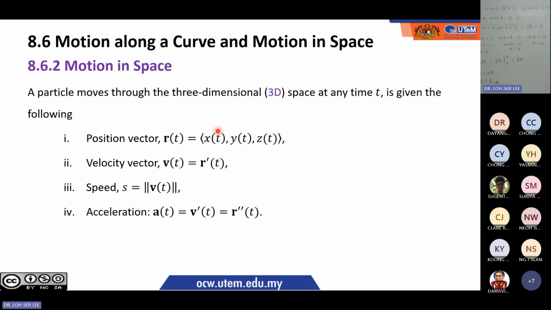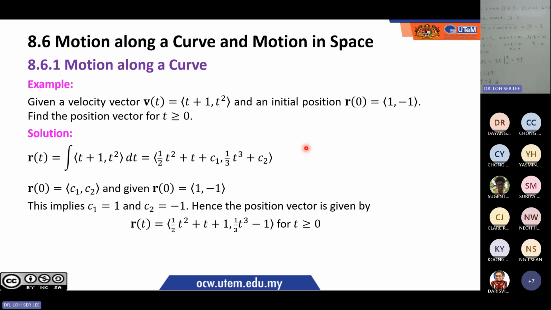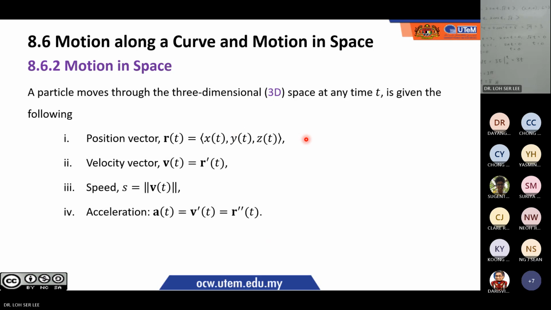Okay, motion in space, this is for 3D. Actually, this is still the motion of a curve, this one is in 2D. The concept is the same, whether 2D or 3D. With the position vector, you differentiate it one time, you get velocity. Differentiate one more time, you get acceleration. And the magnitude of the velocity will be the speed. Okay, the concept is still the same.